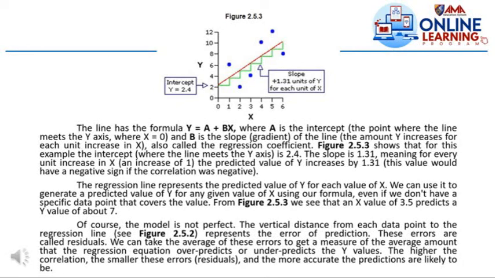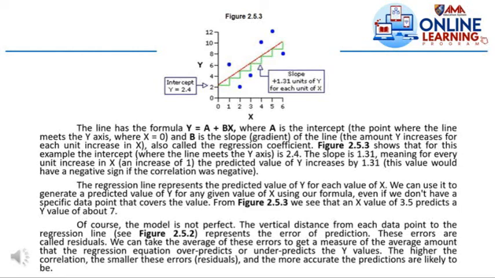The regression line represents the predicted value of y for each value of x. We can use it to generate a predicted value of y for any given value of x using our formula. Even if we don't have a specific data point that covers the value, from figure 2.5.3 we see that an x value of 3.5 predicts a y value of about 7.